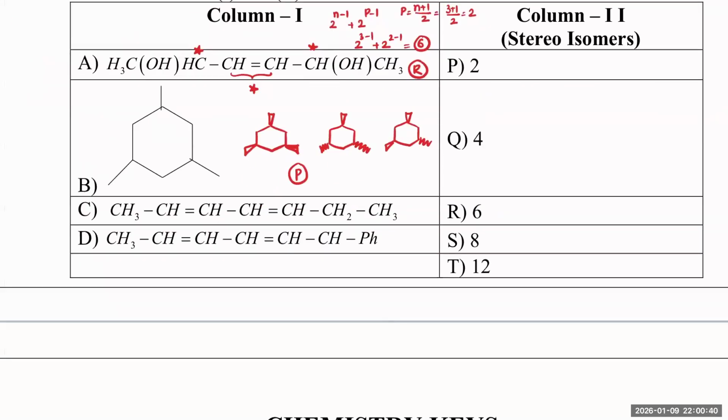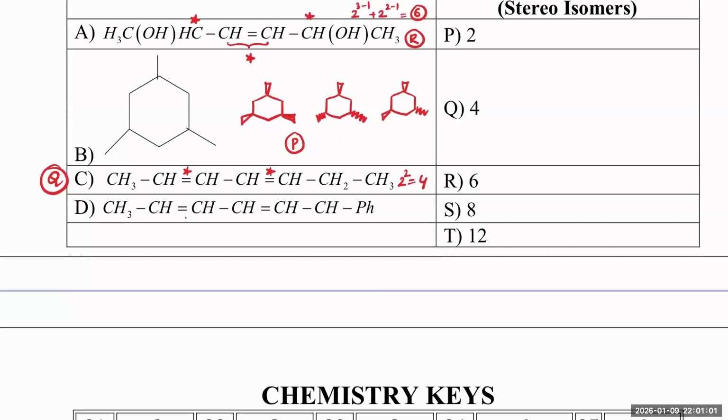Next, we have one here. We can have cis and trans, here we can have cis and trans. Now, the left-hand side and right-hand side groups are different, so there is no symmetry. So simply you will add 2 raised to power of 2, so 4. So the answer is Q. Last, here we have 1 and 2. Again, there is no symmetry on either side, so 2 raised to power of 2. Again, the answer is 4. Right?